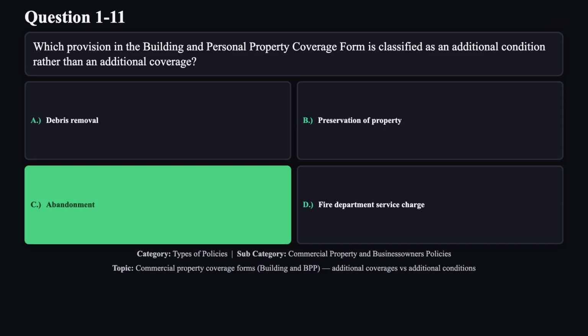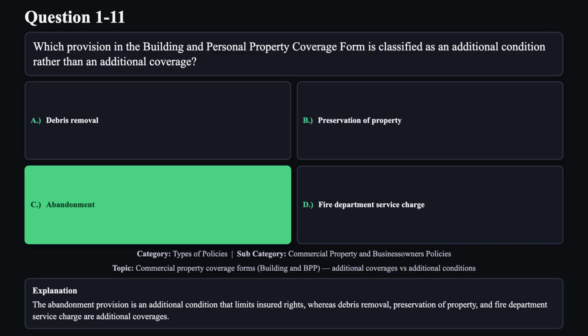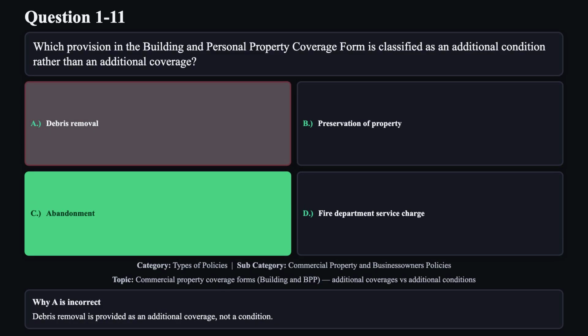The correct answer is C. The abandonment provision is an additional condition that limits insured rights, whereas debris removal, preservation of property, and fire department service charge are additional coverages. Reason A is not correct. Debris removal is provided as an additional coverage, not a condition.